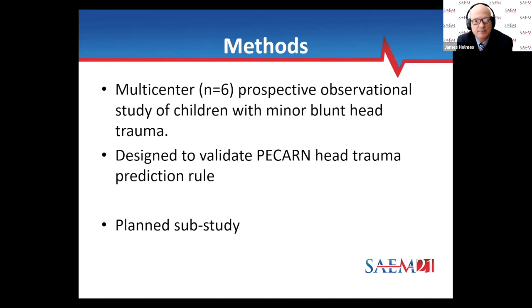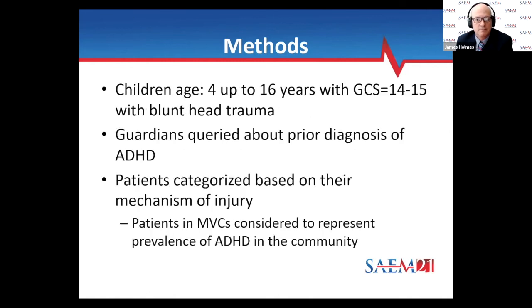This was a 6-site prospective observational study of children with minor blunt head trauma. The primary study was designed to validate the previously derived PECARN head trauma prediction rule, and this was a planned sub-study of that major project. We took children from 4 years of age up to 16 years of age with GCS scores of 14 and 15 following blunt head trauma. We chose 4 years of age as the start, as this is when ADHD is first beginning to be diagnosed in the population. And I'll explain why we chose 16 in just a second.